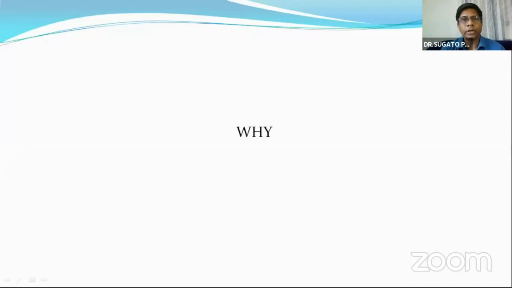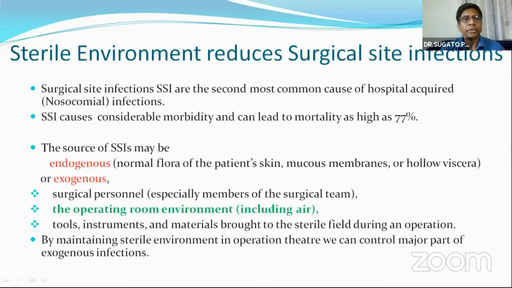So why are we talking about this? It has been shown that surgical site infection is the second most common cause of hospital-acquired infection, and it can lead to considerable morbidity and mortality. SSI can be endogenous, from the patient's own flora, or exogenous, from the surgical personnel, from the operating room environment, including the air itself, and the tools and instruments being used. Hence, maintaining a sterile environment in the operation theater can cut off a huge portion of the SSI.